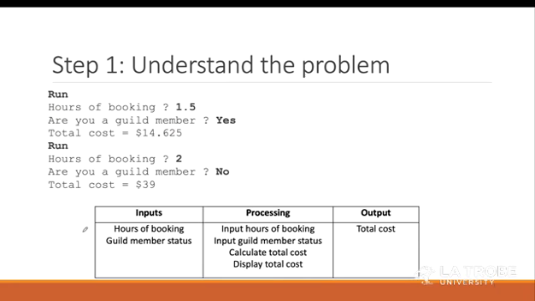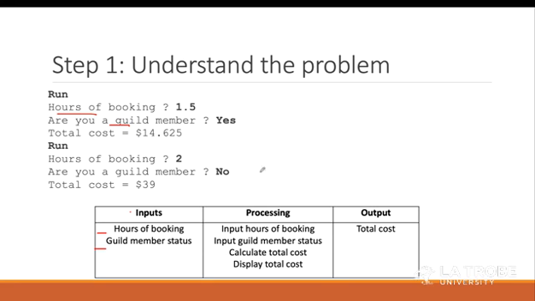Now step one is to understand the problem. We do know that there will be two inputs from the user. One will be hours of booking and the second one is whether they are a guild member or not. If you look at the input section here, you'll be able to see that the first one is hours of booking and the second one is guild member status.